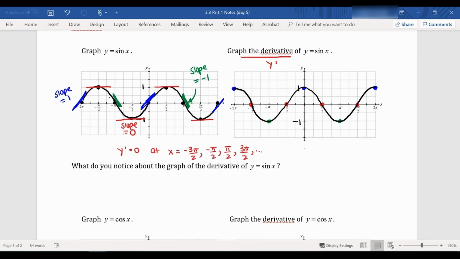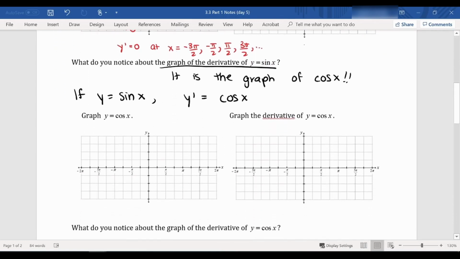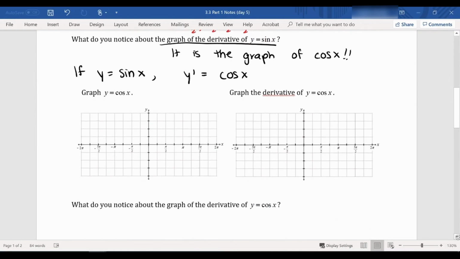And what does this graph look like? What do we notice about the graph of the derivative? Well, it's the graph of cosine. What this means is that if y is equal to sine x, y prime is cosine x, or in other words, the derivative of sine is cosine.